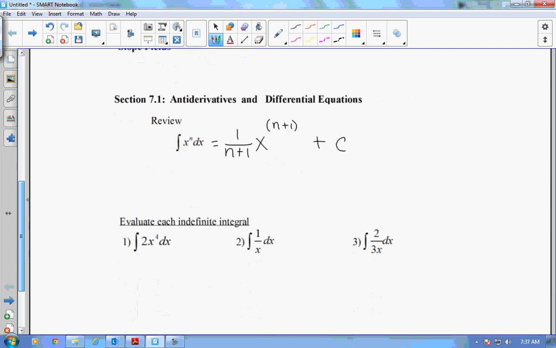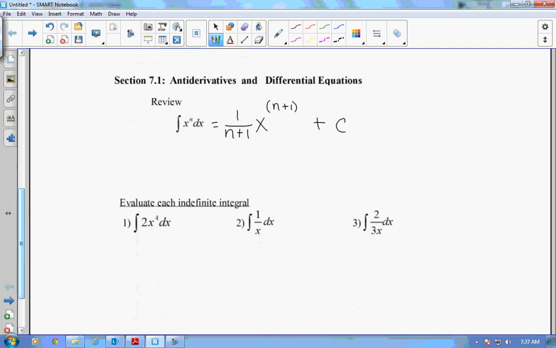Okay? So let's try some down below. Again, this is just a straightforward method. Some may need to be adjusted a little bit before you take the antiderivative, but try numbers 1, 2, and 3. Integrate all three of those.